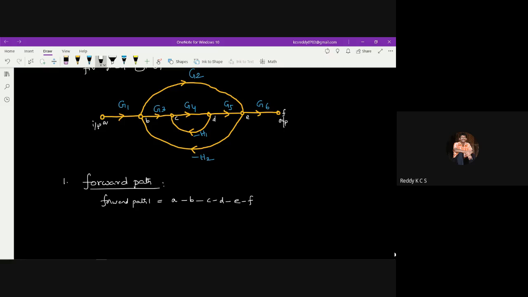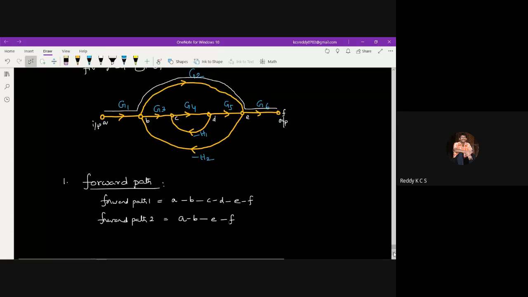Is there any other way of representing a forward path? Yes. Once I go from A to B, then from B to C, the direction of the signal is forward. But I can also go from B directly to E. So this is one more path I have. I can write forward path 2, which is A to B, B directly to E, then to F. So these are the two forward paths I identified.